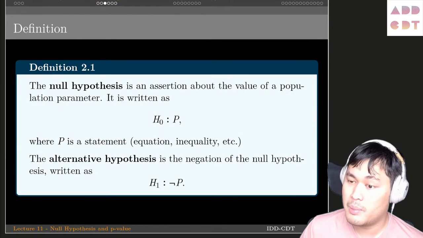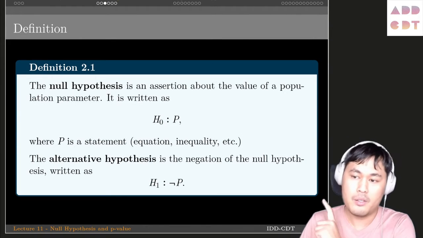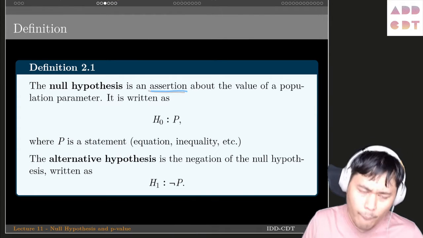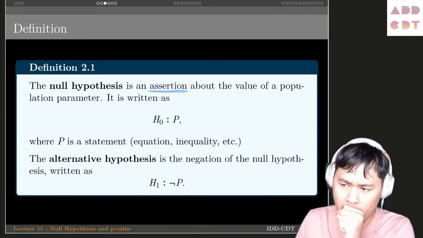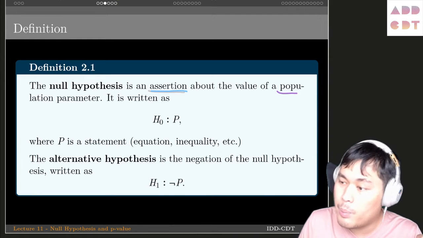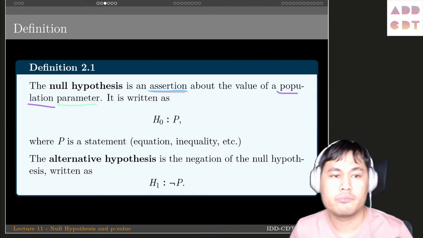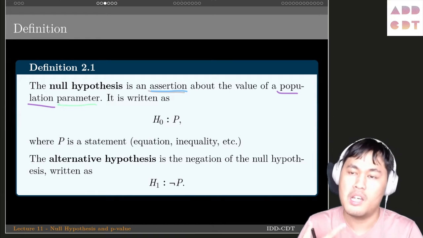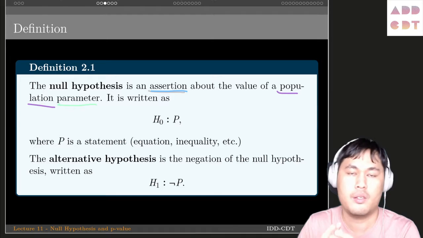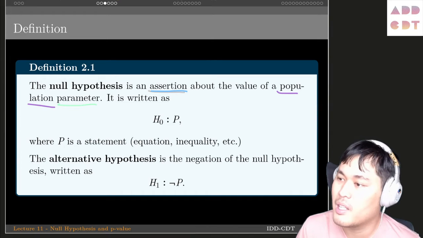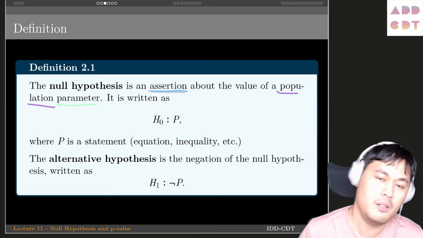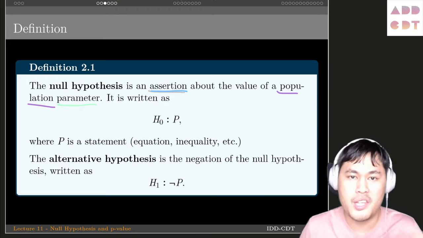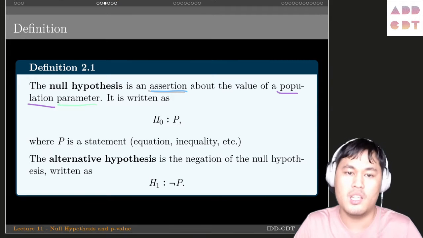Next we're going to talk about the definition of the null hypothesis. The null hypothesis is an assertion, something that you believe to be true in the first place. And that assertion is about the population parameter. If you remember last time, a parameter is a value that we don't know yet. It's the mu, the average, the proportion, the variance, and so on. We are talking about the population, so that's unknown, hidden somewhere. What we can do is use the sample statistics to estimate the population parameters.